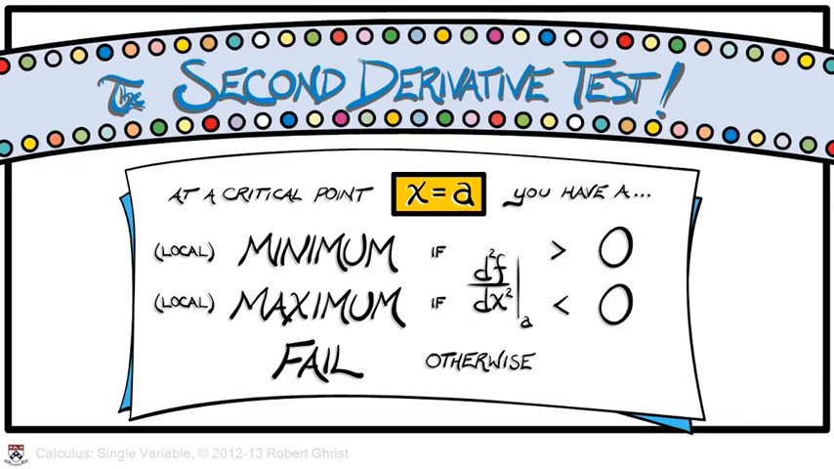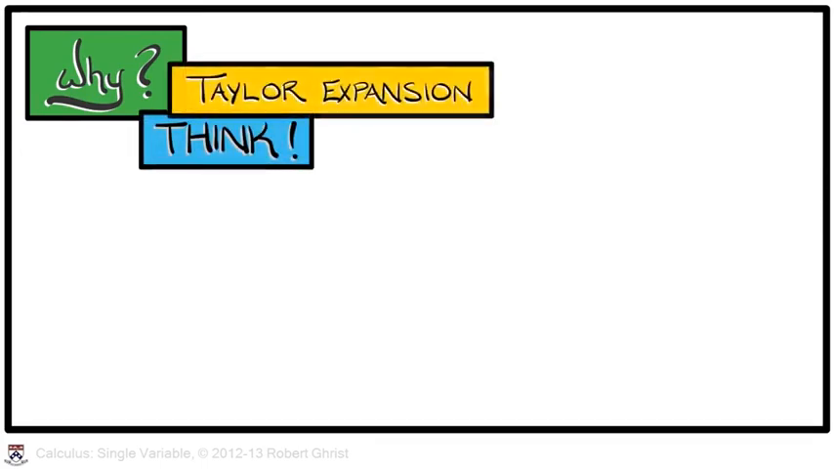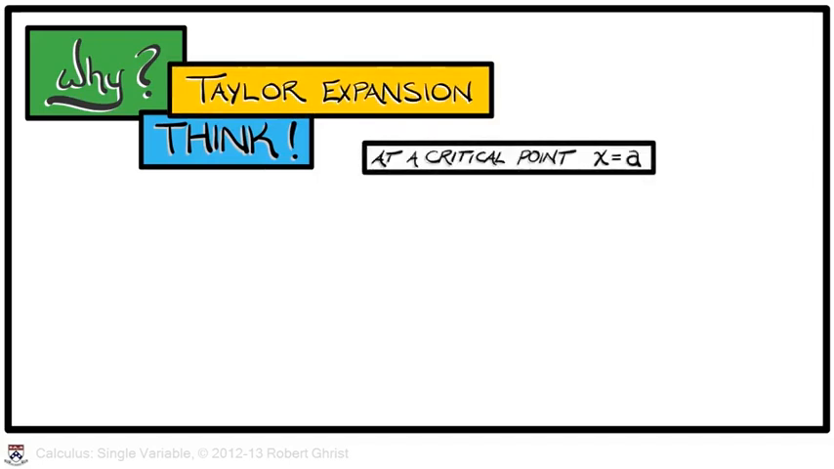And some students get things mixed up. What do you do? Is it positive for a minimum or positive for a maximum? Negative? Which is it? I'll leave it to you to come up with a way to remember how this goes. Now, why is it that the second derivative test works? Well, as with the case of L'Hopital's rule, there's a good reason, and Taylor series allow us to see that reason transparently. Consider what happens at a critical point x equals a.